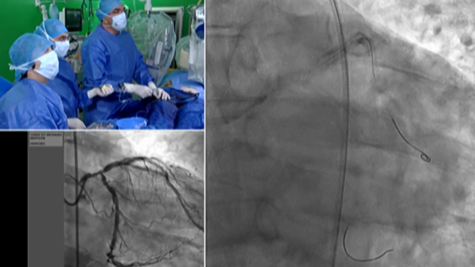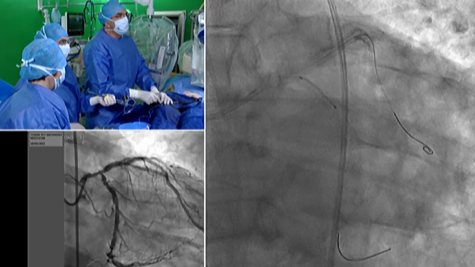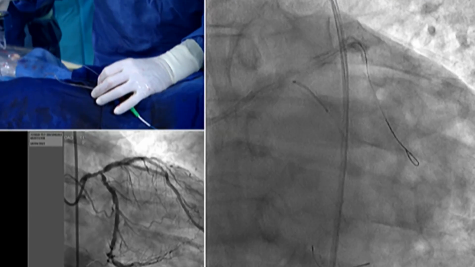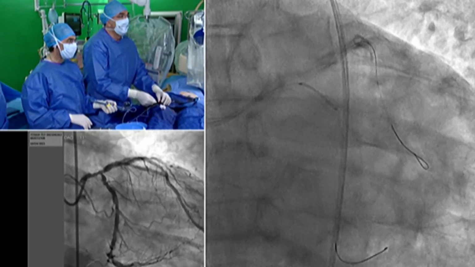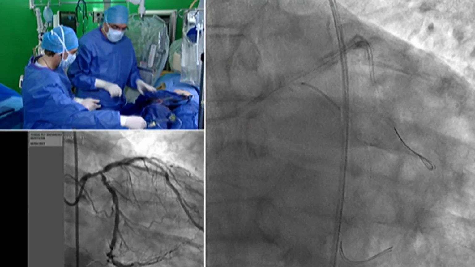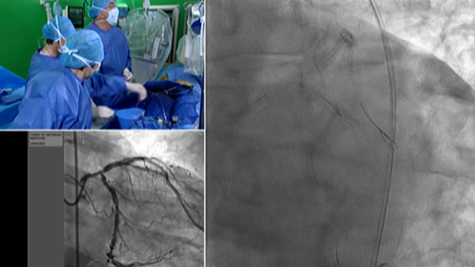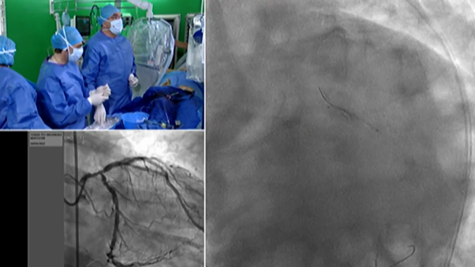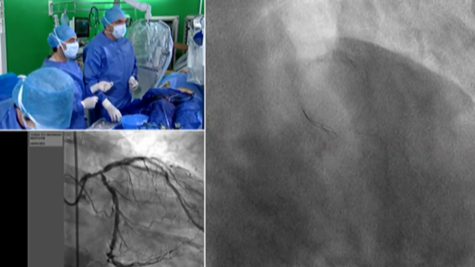Okay, so we are arriving with the 3.0 by 18, and it's smooth. It's very good. Now give me the 4.0 balloon, if I can. What we will do now is to change the view and move to the LAO caudal, what we call the spider view, like that, in order to see both balloons.